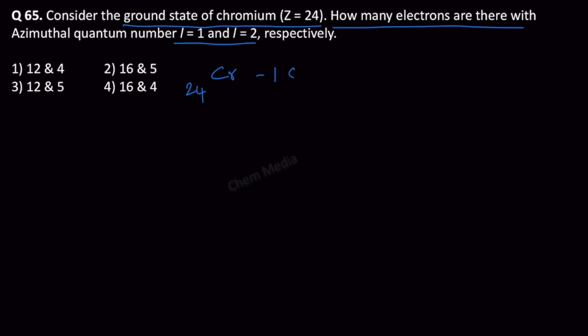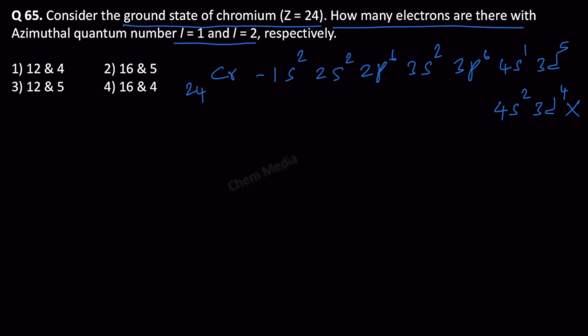Therefore, the electronic configuration is 1s2, 2s2, 2p6, 3s2, 3p6, 4s1, 3d5. We do not write 4s2, 3d4 because half filled and completely filled d orbitals are more stable due to higher amount of exchange energy.